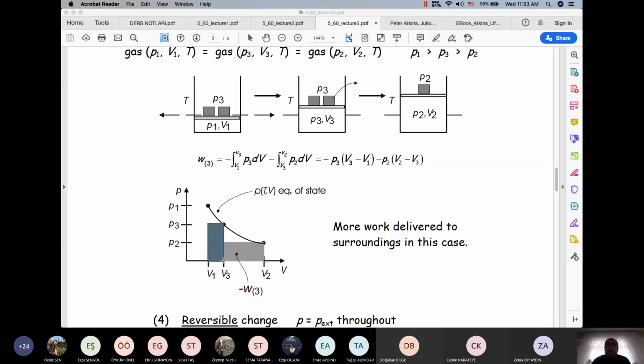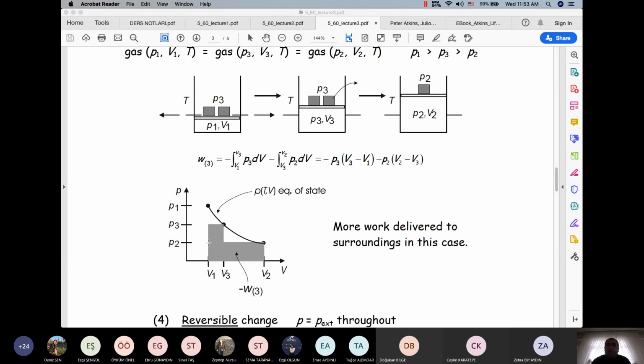Okay. In the second case, from P3 to V3, I end up getting this amount of work. If I had gone from here to here directly, without a second step, I mean without the P3 step, I would get work just like this over here.